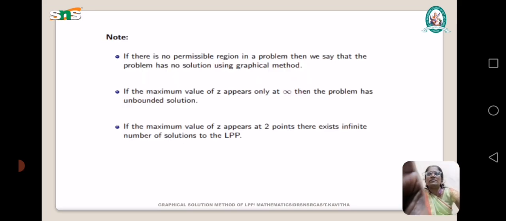Step 5. Next, note: if there is no permissible region in a problem, then we say that the problem has no solution using the graphical method. Next one, if the maximum value of Z appears only at infinity, then the problem has an unbounded solution. Last one, if the maximum value of Z appears at 2 points, there exist an infinite number of solutions to the LPP.